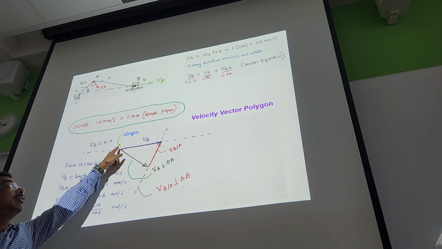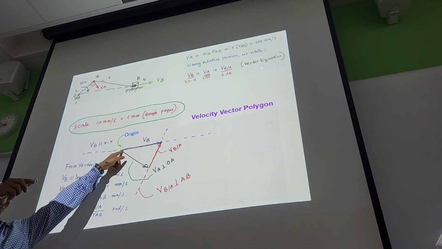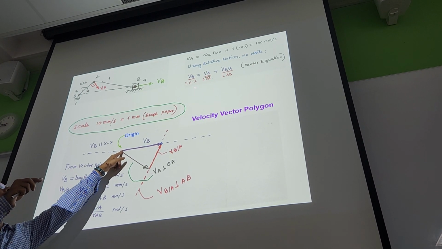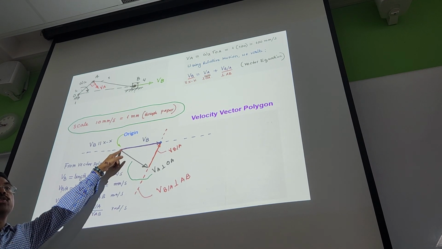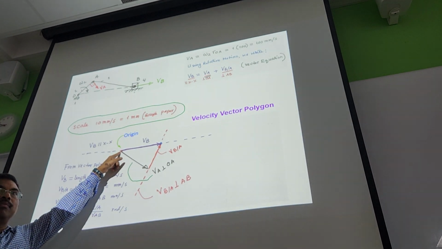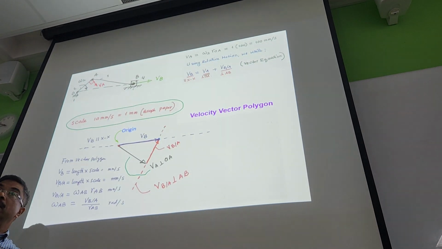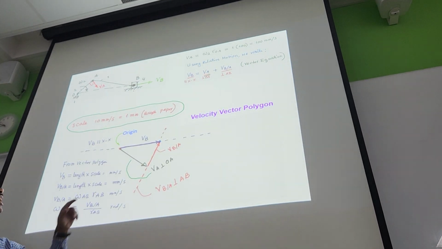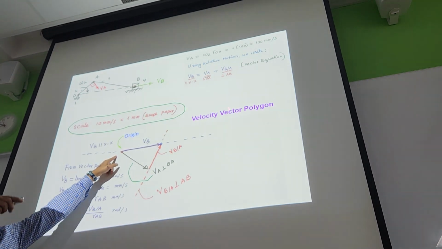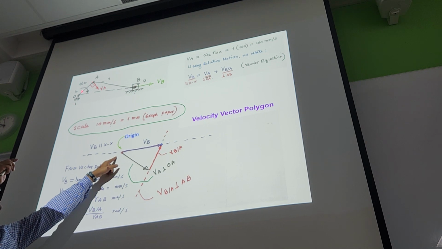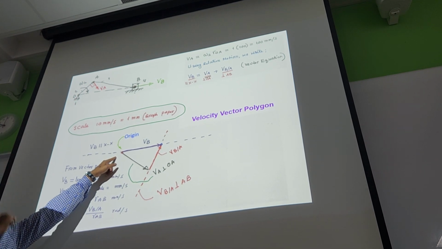So now we have this equation, VB equals VA plus VBA. So which one will start first? Which one do you know the value of? The value you know is VA. And how will the VA start? From where will it start? It will start from the origin. Why? Because our VA is the velocity of link OA which has a connection with ground.